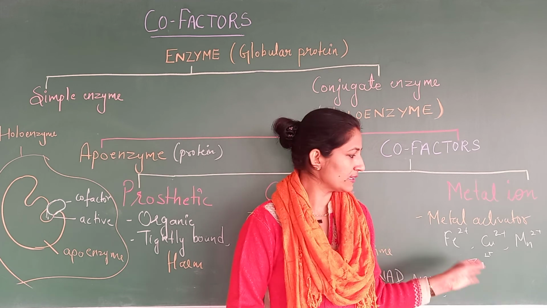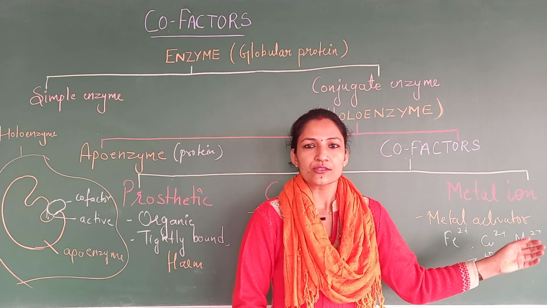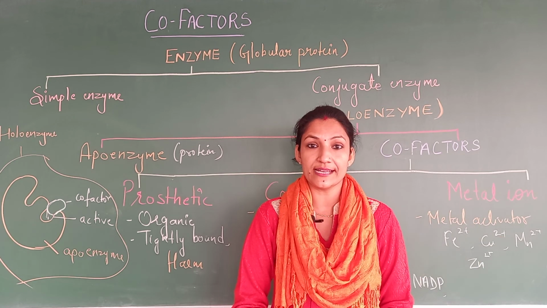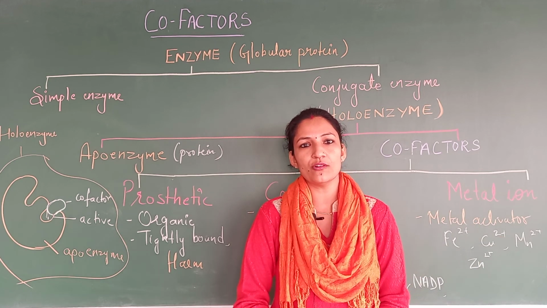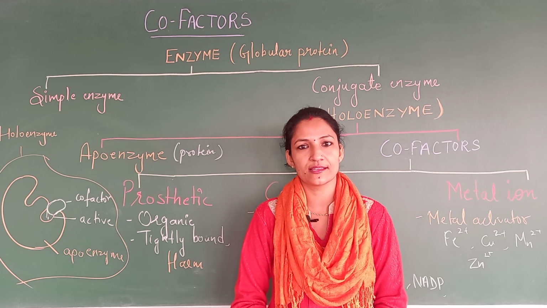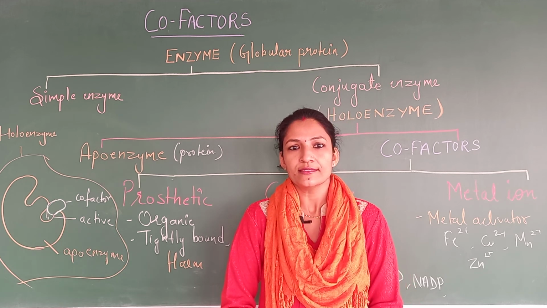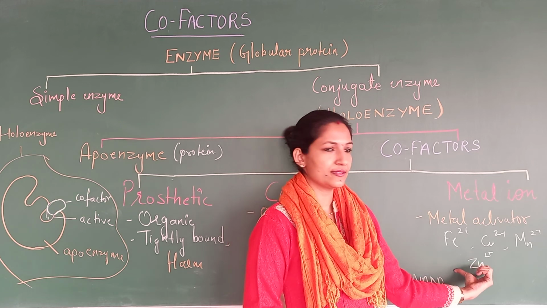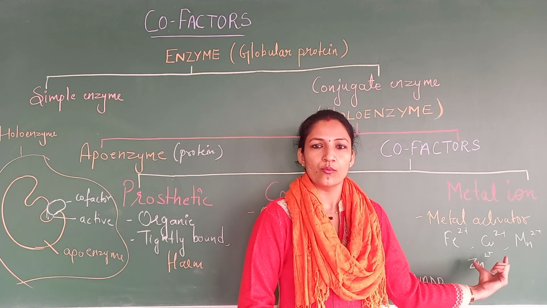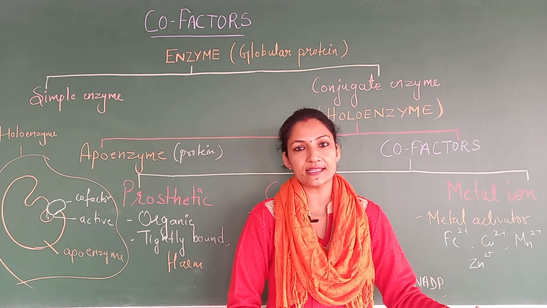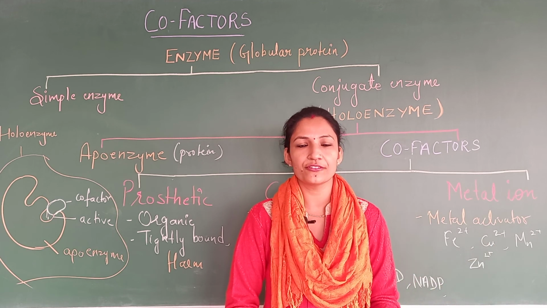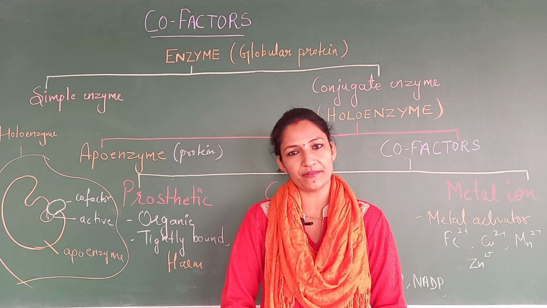Example of this one, like these are the metal ions. So if you are able to recall the digestion, there we have read about the carboxypeptidase enzyme from the pancreatic juice that needs this zinc ion. So there the zinc ion will help in catalyzing the reaction of this carboxypeptidase enzyme.